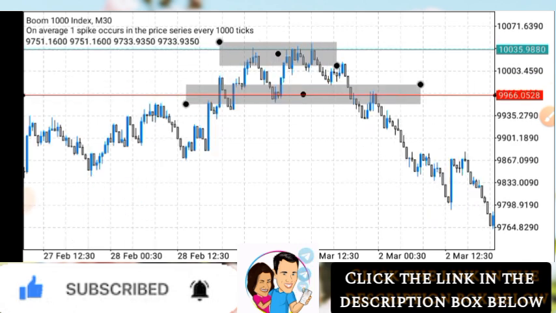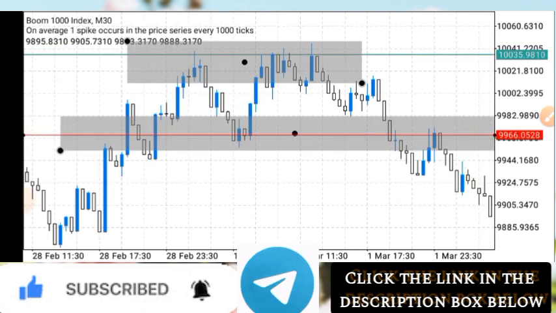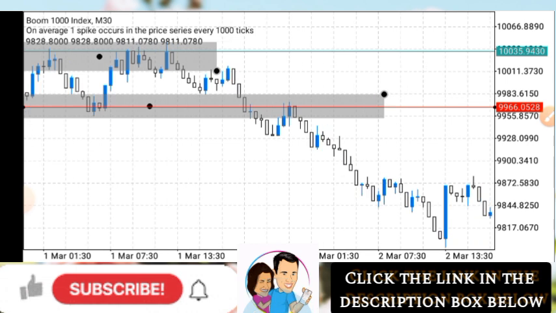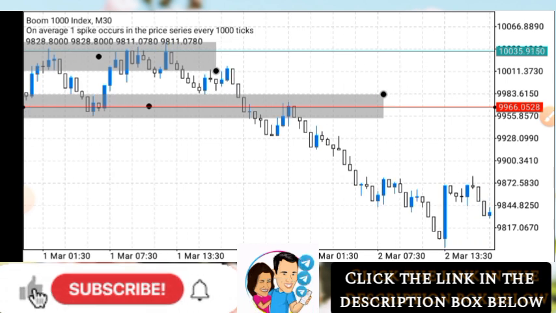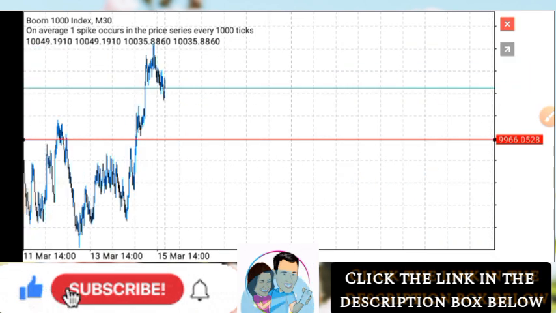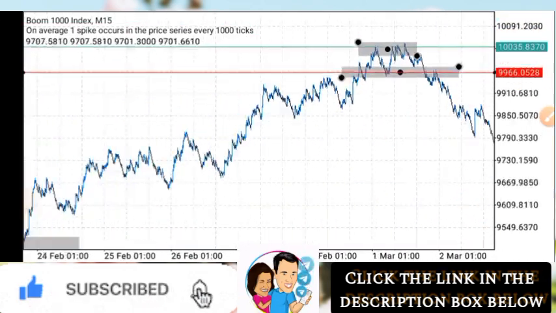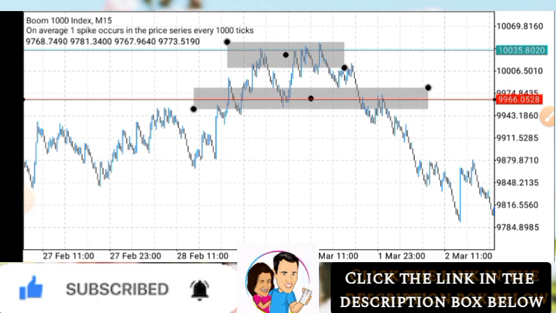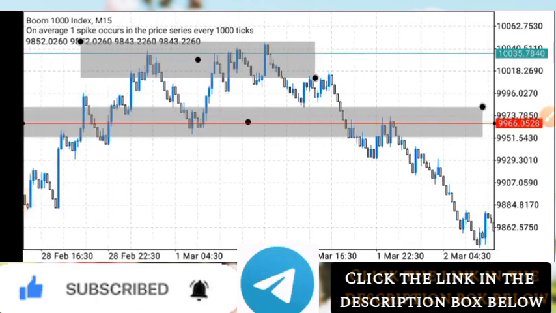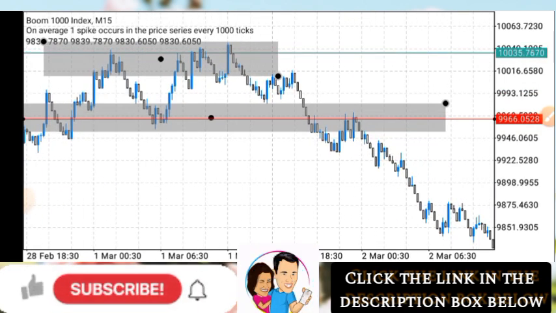This is M30. Now look at what the candlesticks are doing here. Look at it. Do you see this? In case you are in doubt, you can still go to the M15. All of them work, but don't go below M15 if it's Boom and Crash. Once it's Boom and Crash, don't go below M15.